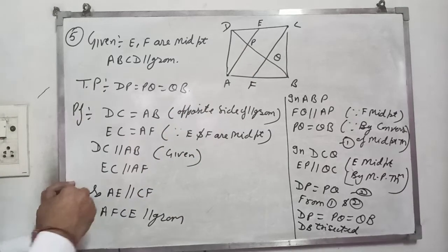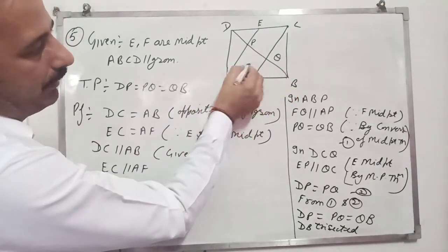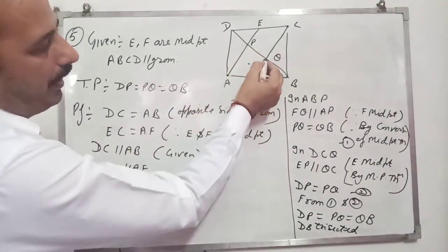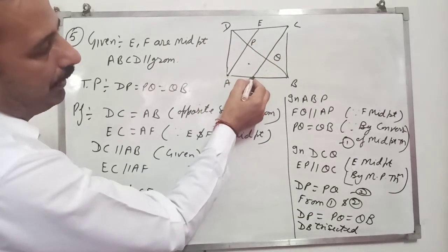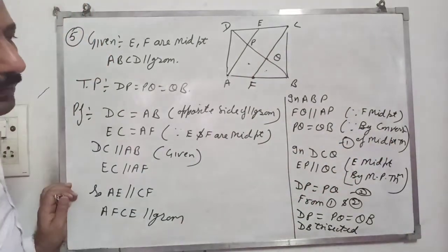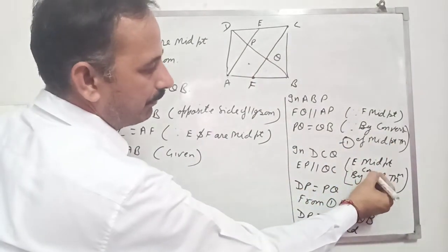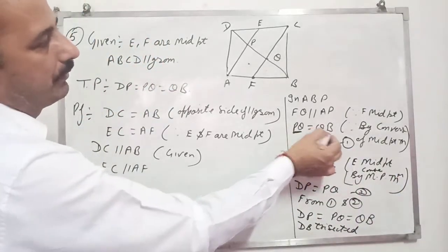Now it's a parallelogram. Now come to ABP. ABP is a triangle. In this triangle, FQ is parallel to AP, but F is the midpoint, so Q is also the midpoint by the converse of the midpoint theorem, right? So PQ is equal to QB.